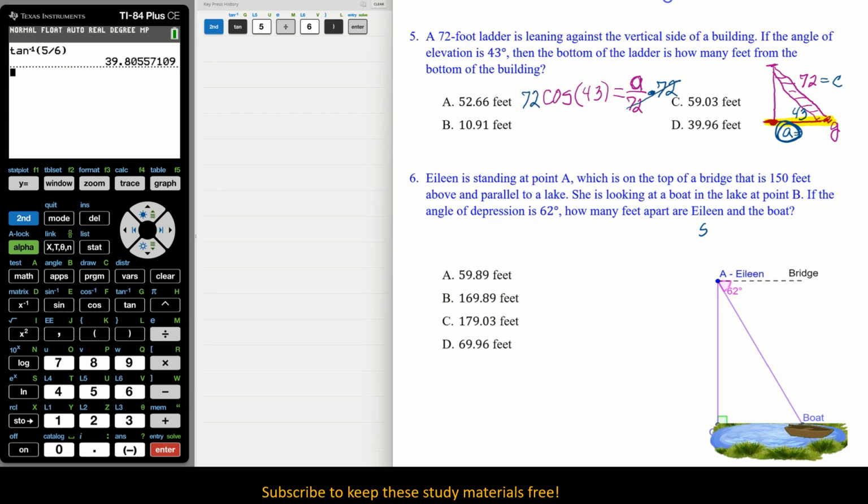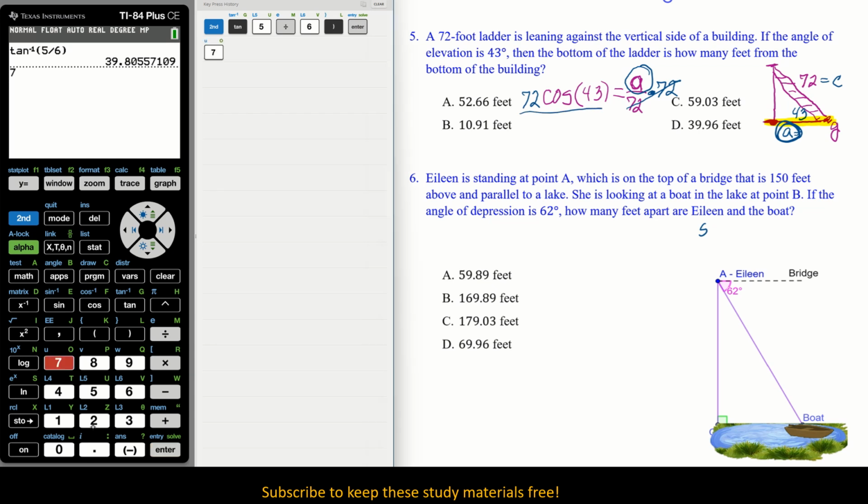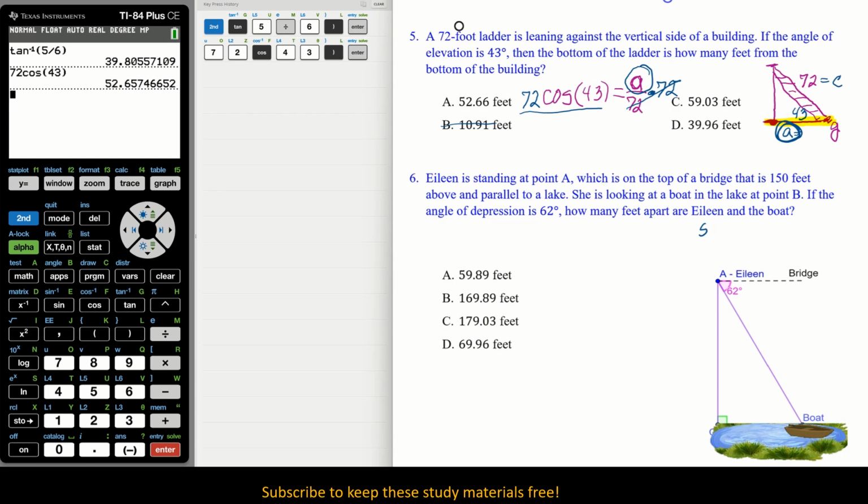And the 72 cancels and leaves us A. So then we just put this in our calculator as is. So 72, okay, cosine 43, and push enter. And we should round. Because they're all in decimal, it looks rounded. Okay. Looks like A is what we need.